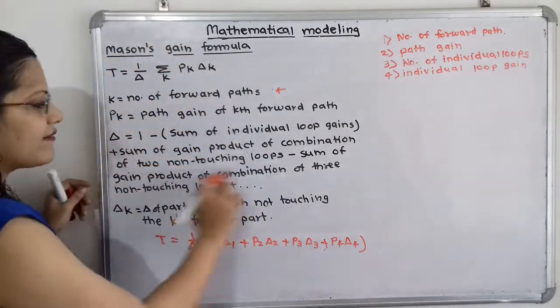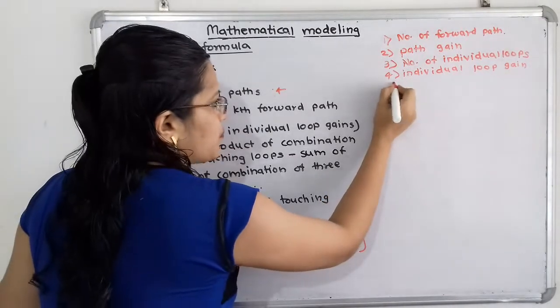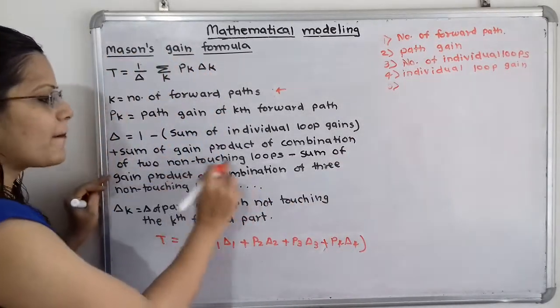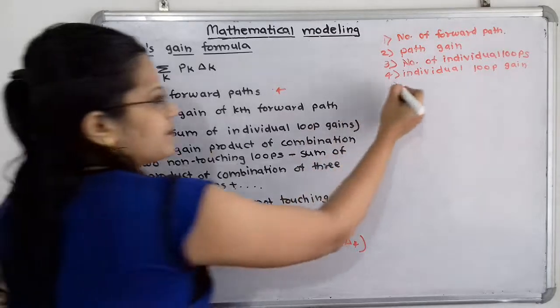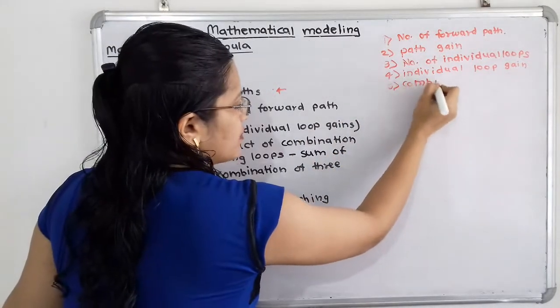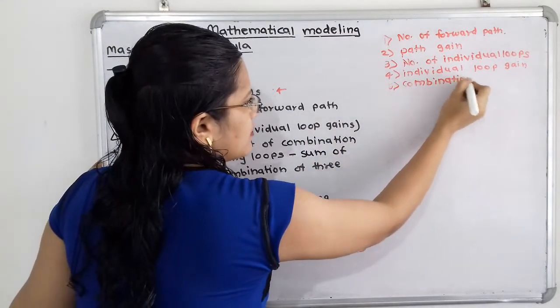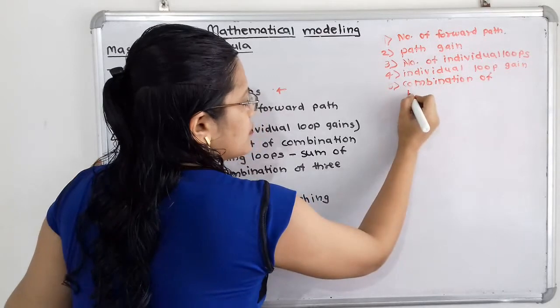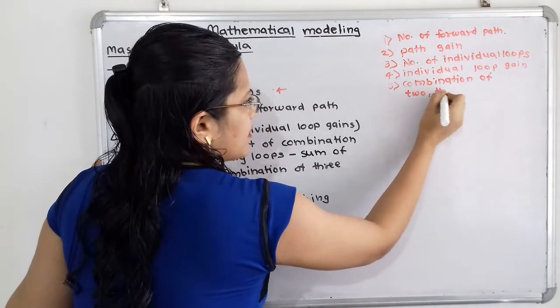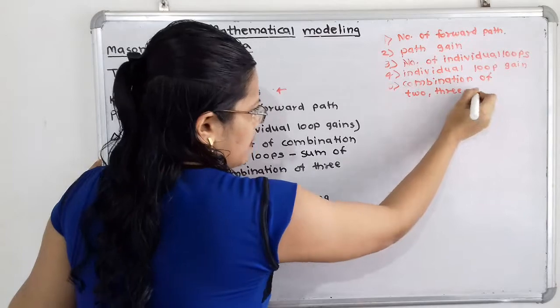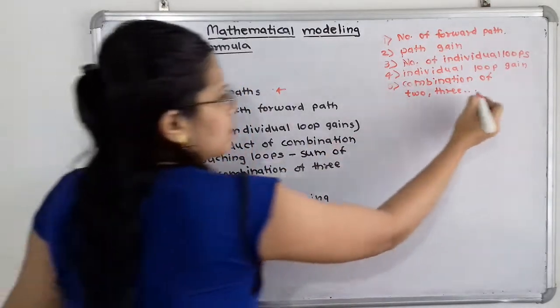So for that I will write here, that is the fifth point, that we have to find out the combinations of 2, 3 and so on non-touching loops.